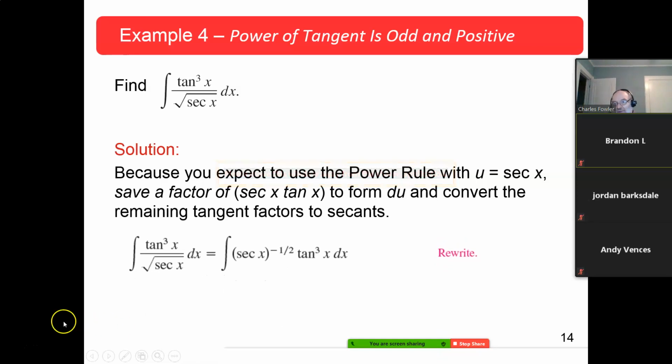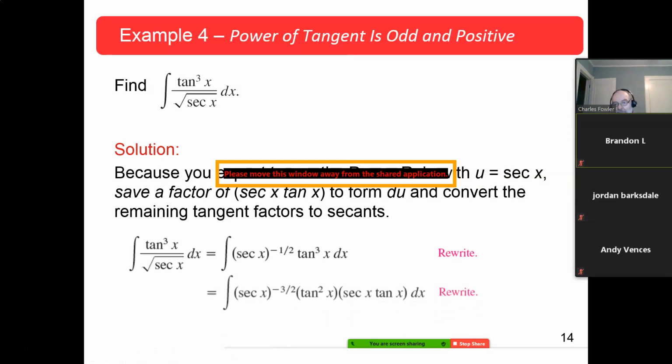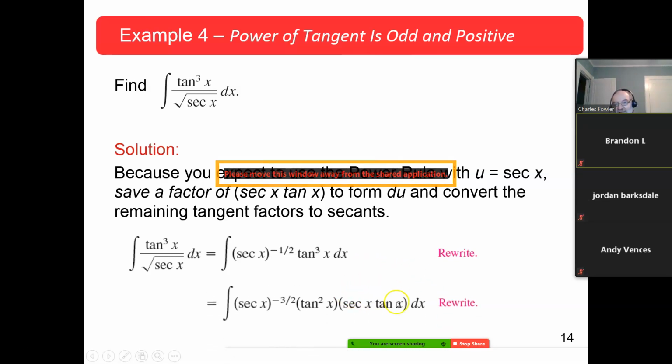So basically what that becomes is the integral of secant x to the minus 1/2 and then tangent cubed, that was what you had there, times dx. Now, we're going to pull out one secant and one tangent. When you pull out a secant from secant to the minus 1/2, that gets you secant to the minus 3/2. And pull out a tangent here, leaving you a tangent squared, and then there's your secant tangent. This is your du.